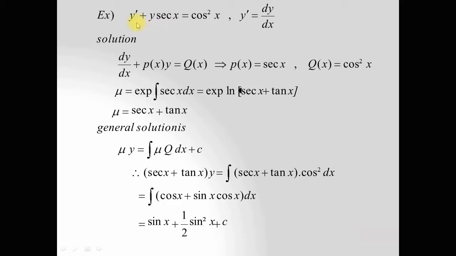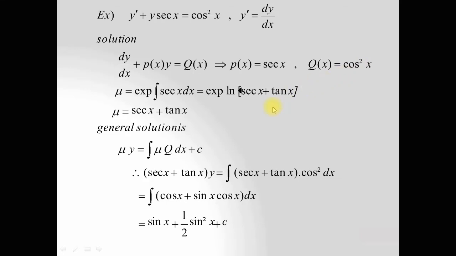Suppose we have a first order linear differential equation y dash plus y secant x is equal to cos square x, where y dash means dy by dx. Now compare this given differential equation to the general form of the linear differential equation, dy by dx plus p into y is equal to q. So the p function is equal to secant x and the q function is cos square x.